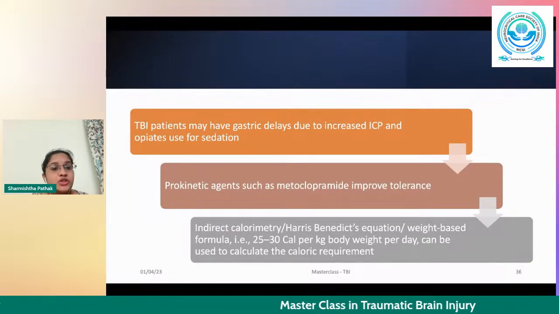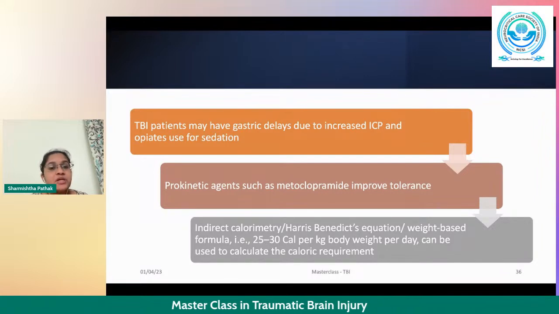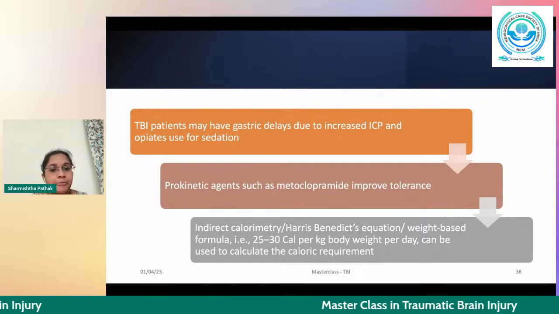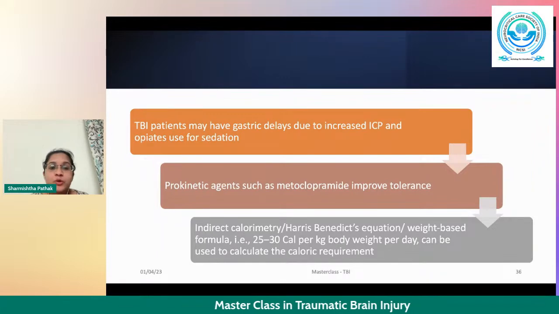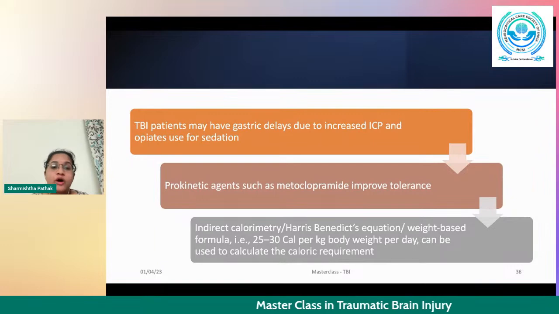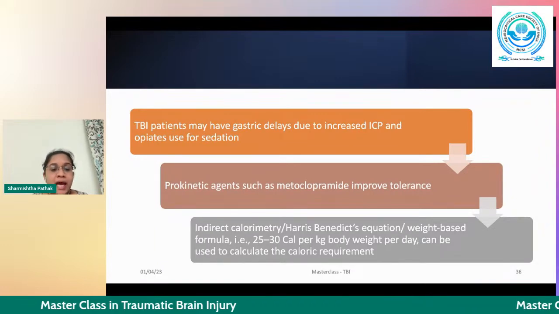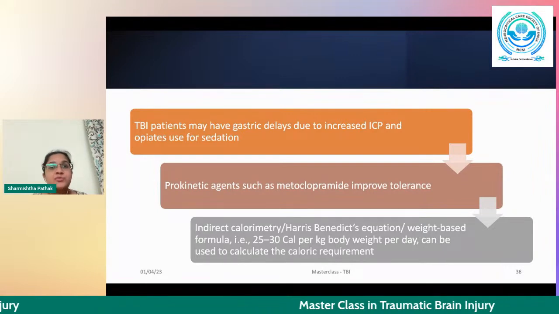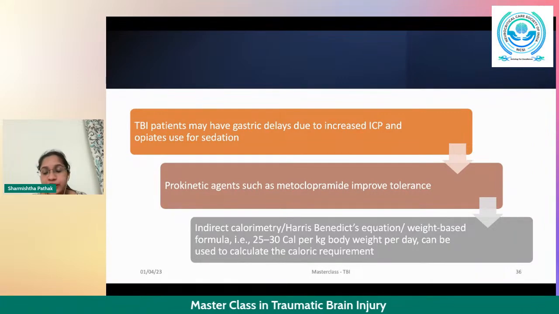TBI patients are seen to have gastric delays, which can be due to increased intracranial pressure and also due to opioids, which are usually used for sedation in ICU. Prokinetic agents like metoclopramide usually improve this intolerance in patients and can be added to their management. Indirect calorimetry or Harris-Benedict's equation or weight-based formulas, that is 25 to 30 calorie per kg body weight per day, can be used to calculate the caloric requirements in these patients and thus provide the patients with early enteral feeding.